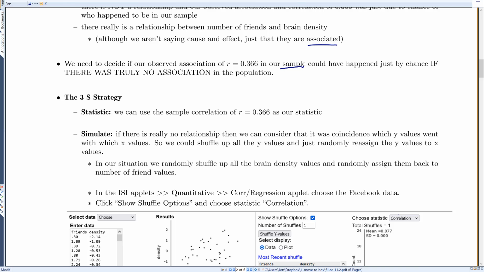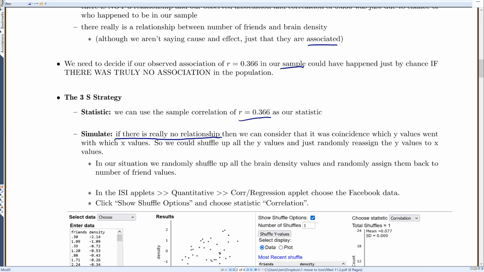The 3S strategy is first we find a statistic. We can use our sample correlation of r equals 0.366 as our statistic. Then we have to simulate. If there's really no relationship, those are the key words here, let's pretend there's no relationship at all. Then we can consider that it was really just coincidence which Y values went to which X values. So to simulate, we shuffle up all the Y values and randomly reassign them to the X values. In our situation, we're going to randomly shuffle all the brain density values and randomly reassign them back to the number of friends values.